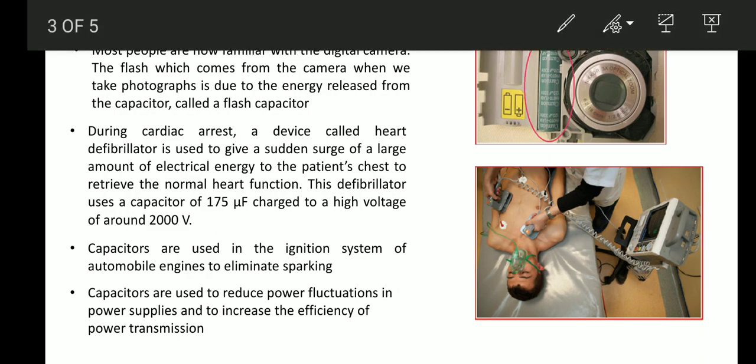What is voltage fluctuation? In your home, if you find a stabilizer, you can see that the voltage is varying between 220 to 240. In order to get a constant voltage, we use the capacitor to reduce the power fluctuation.